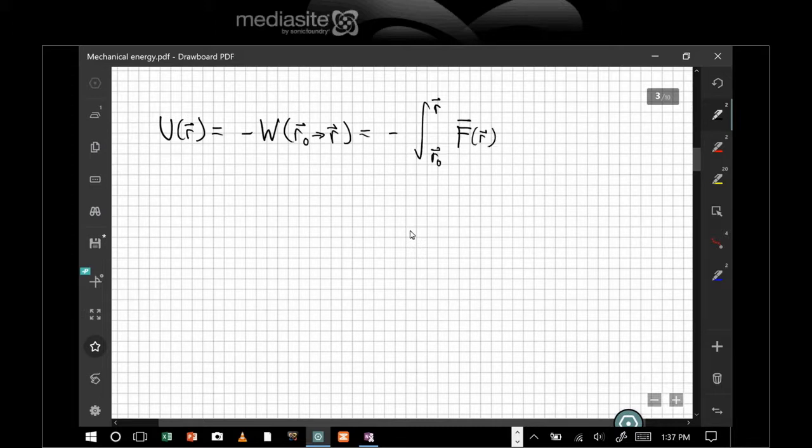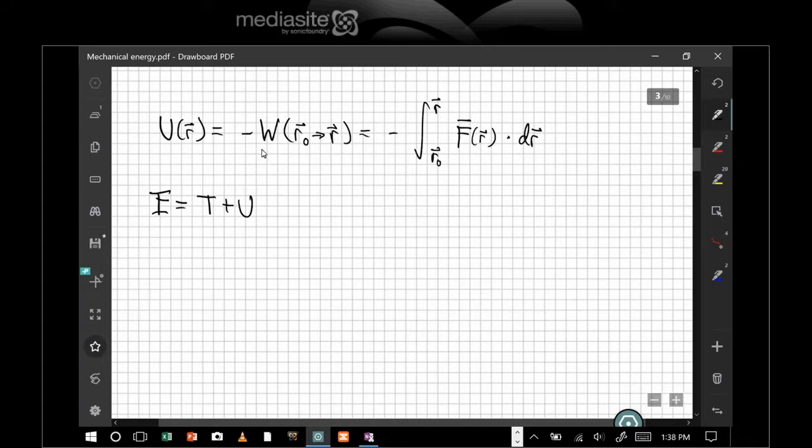You may ask, why do we have this minus sign there? The reason is that, in the end, we want to define the total mechanical energy, which is equal to the sum of the potential energy plus the kinetic energy. So I can define the total mechanical energy as T plus U.